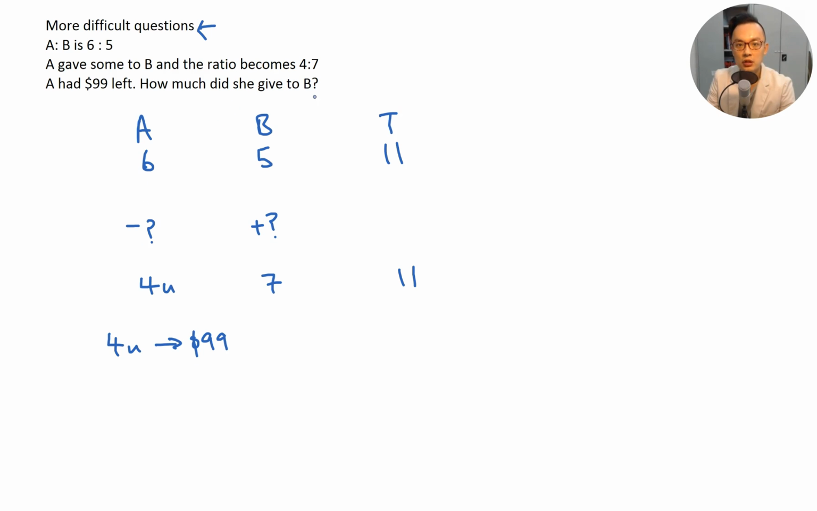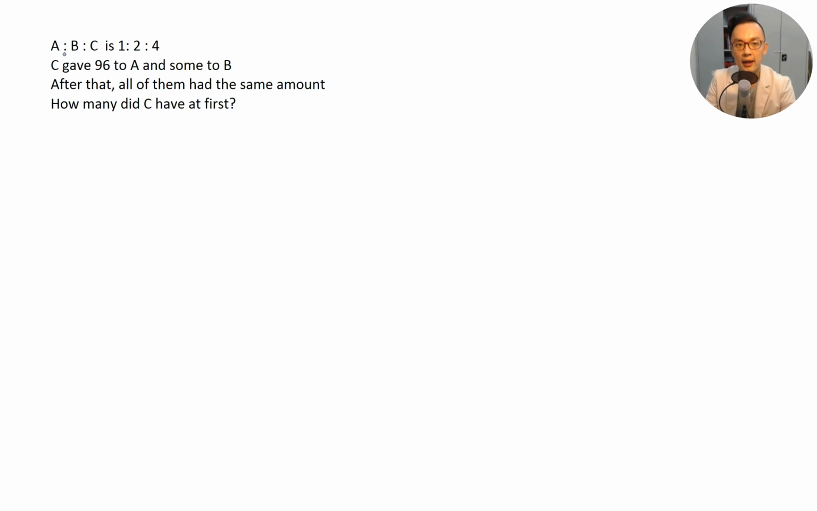And how much did she give to B? So at first I had 6, so minus 4. I don't have to change anything because both of them are the same total already. So 2 units will be equals to, let's work it out. So this is divide, this is times. So it's 2 over 4 times 99 equals to 49.5, 49.50. That's the answer.